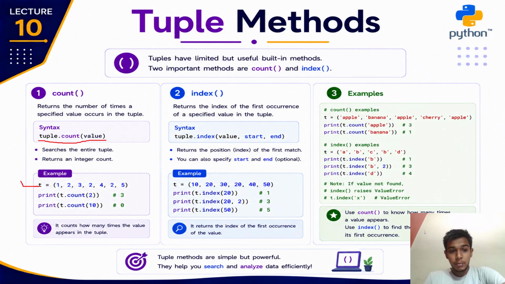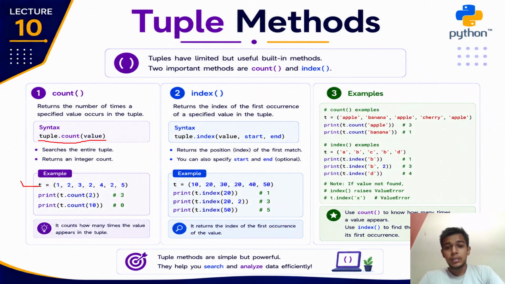Now look at the given example. You can see here the example t is equal to 1, 2, 3, 2, 4, 2, 5. Now print t.count(2). So how many times is 2 appearing in this tuple? 2 is appearing 3 times. So Python returns the output 3. And how many times is 10 appearing? 10 is not in the tuple, so the output will be 0. Now count tells us how many times the value is present. It does not tell us where the value is located.